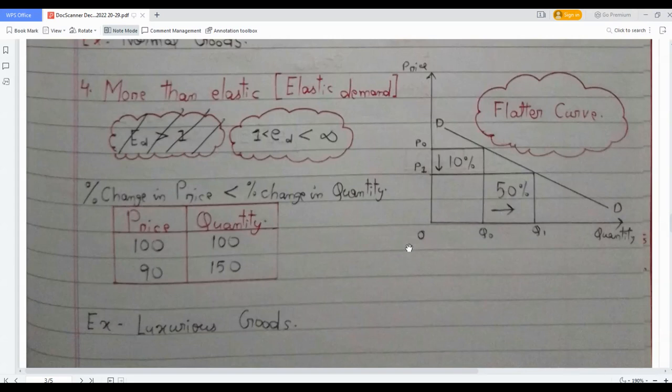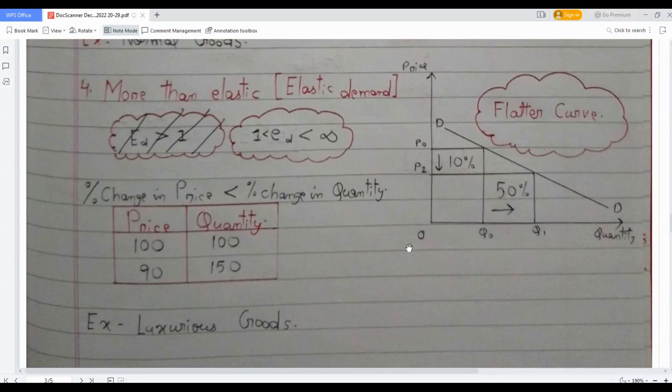Here the change in price is less than the change in quantity demanded. That is, the numerator is greater than the denominator. Therefore, whatever the number will be, it will be greater than 1. Thus, it is an elastic demand. It shows an elastic demand where ED is greater than 1 and less than infinity, and that is, the change in price is less than the change in quantity demanded.